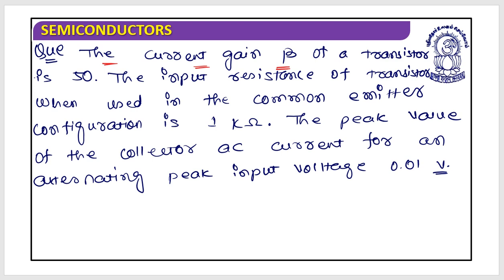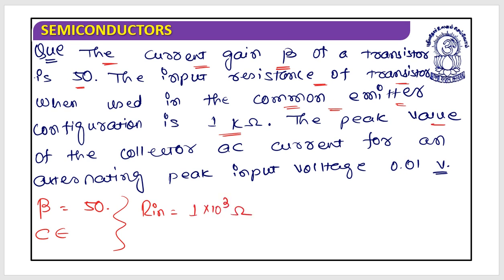They have said that the current gain beta of a transistor is 50. That means beta is given, which is equal to 50. The input resistance of a transistor when used in the common emitter configuration, that means a CE configuration, is 1 kilo ohm. R input is equal to 1 into 10 to the power 3 ohm. The peak value of the collector AC current, that means IC, is required for an alternating peak input voltage, that means V in is given, which is equal to 0.01 volt.